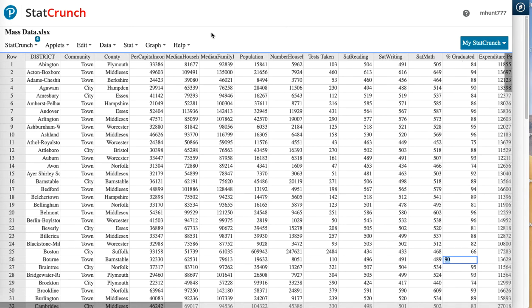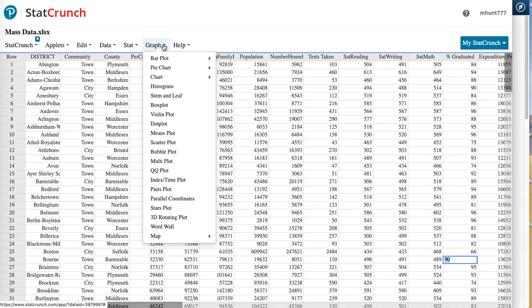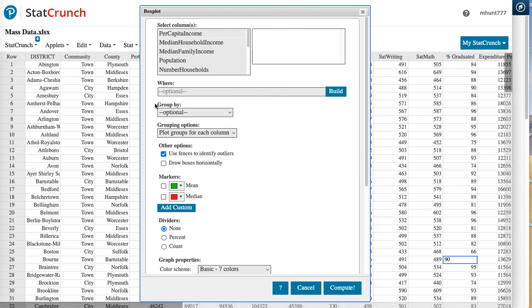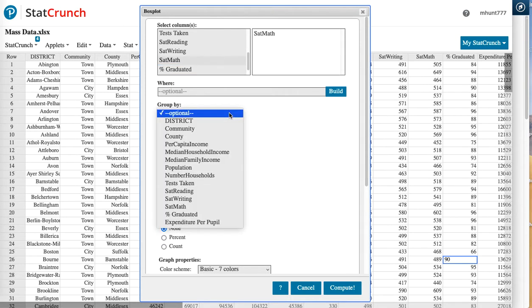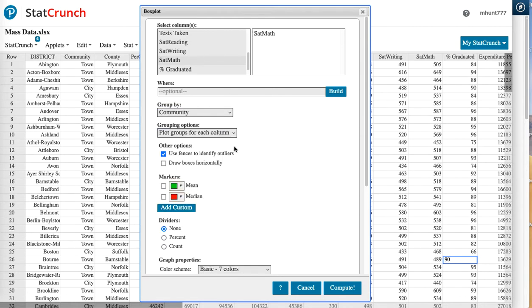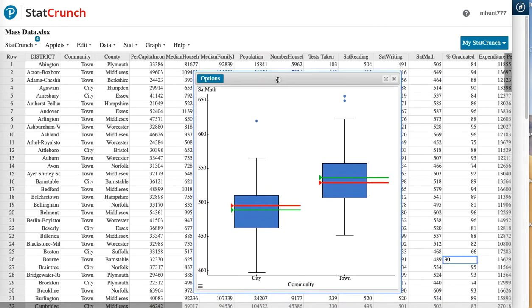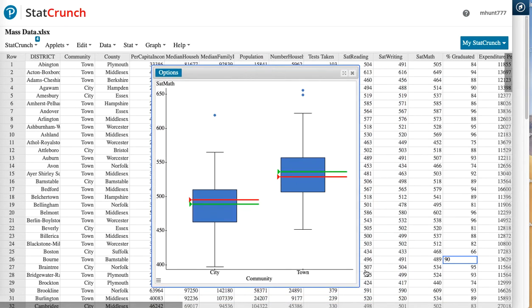So the first thing I'm going to illustrate is box plots. Under graph, I'm going to pick box plot. I'm going to analyze the SAT math scores, and I want it grouped by community, whether it's a city or town. I want fences to identify the outliers, and I want the mean and median both plotted. So here is the graph that StatCrunch produces.